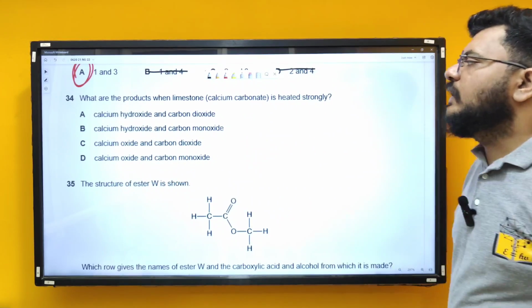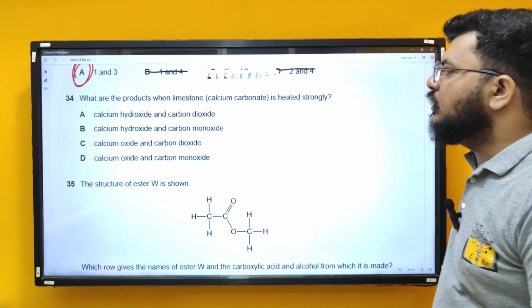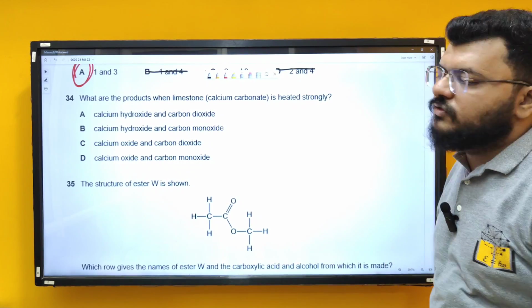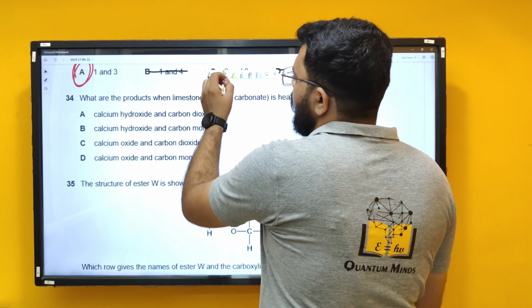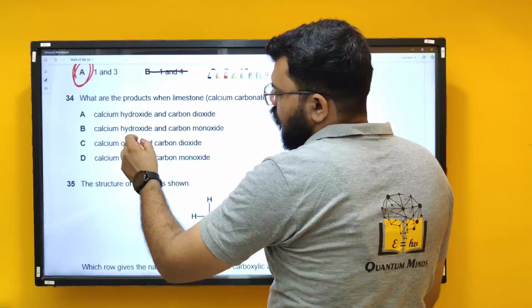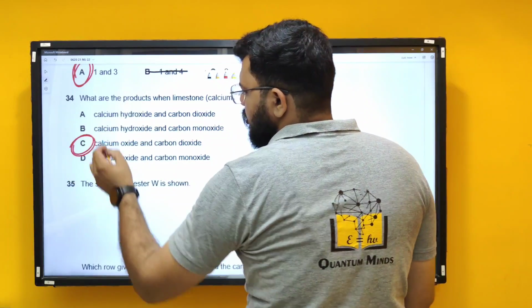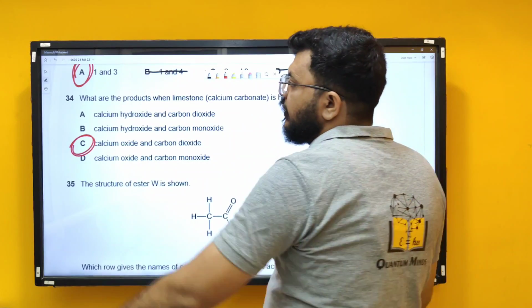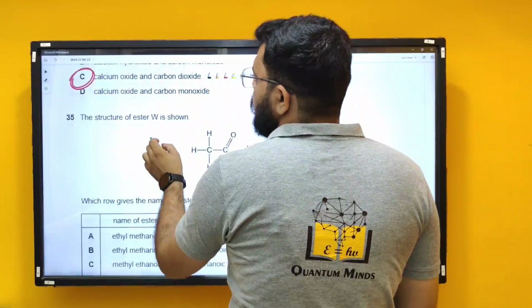What are the products when limestone is heated strongly? Calcium carbonate heated strongly gives you calcium oxide and carbon dioxide. So calcium oxide and carbon dioxide, option C is your correct answer. Then we have question 35.